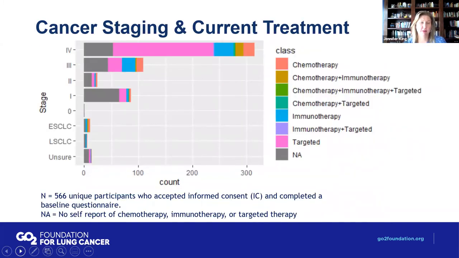But what we see when we look at cancer staging and current treatment, here along the left are the different types and stages of cancer that you could be diagnosed with for lung cancer. There's both non-small cell as well as small cell across the left. And then in the colored bars are the types of treatments that we're seeing. This is fairly consistent with our population, with a slight overrepresentation of targeted therapies, which are often prescribed to that younger female demographic, who tend to have a targetable form of lung cancer.